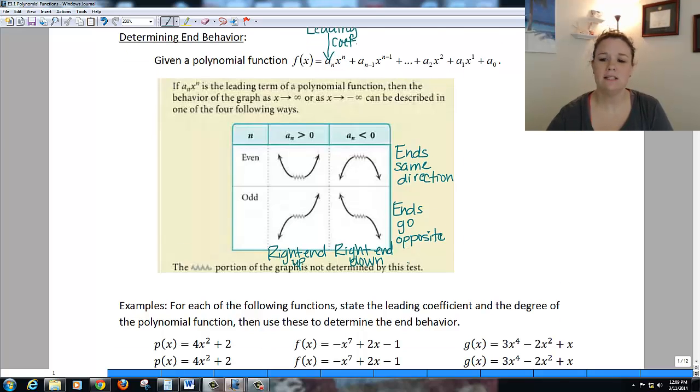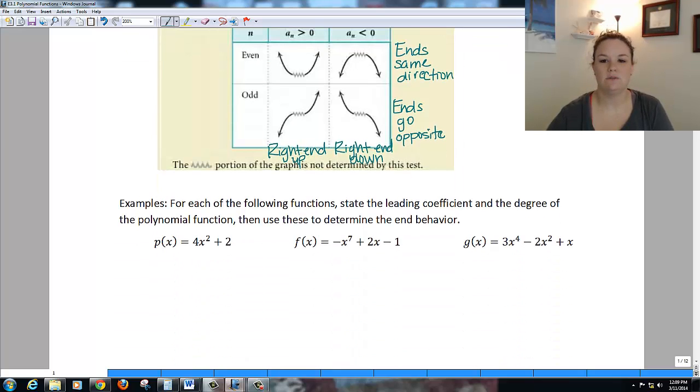Okay? So on these few examples, all I want to do is determine by looking at the degree and the leading coefficient what the general shape of this graph is. And notice on my pictures up here in this chart, there's a squiggly line in the middle.